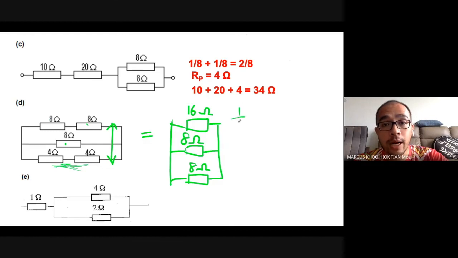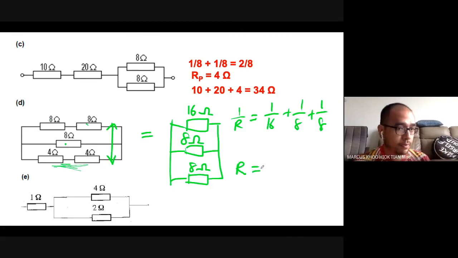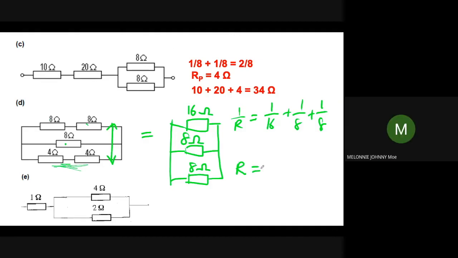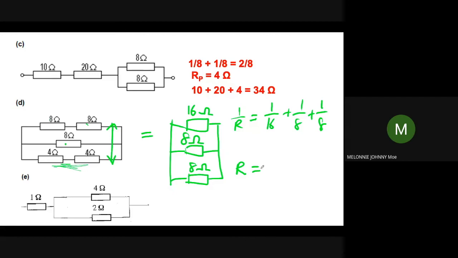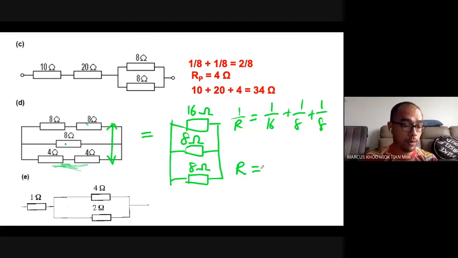1 over R equals 1 over 16 plus 1 over 8 plus 1 over 8. Can you calculate and tell me what's the value of R, please? 3.2. R is 3.2. Yeah. Are you sure? Okay, so R equals 3.2.